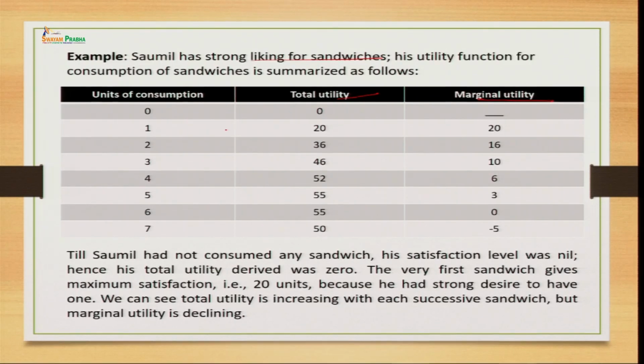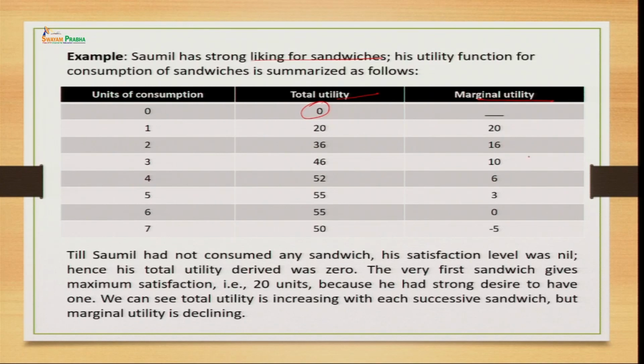So, when the person has not consumed any unit, the total utility was 0 and there was no marginal utility. But as he started consuming the very first unit of this sandwich, which he liked very much, the total utility derived out of this consumption was 20, and the marginal utility will always be the same in the very first case, right. Whereas, after the consumption of the second unit, you can see the total utility increased from 20 to 36, but the marginal utility reduces from 20 to 16.